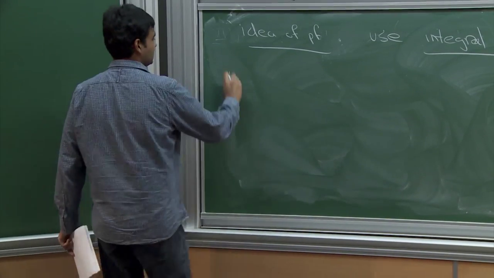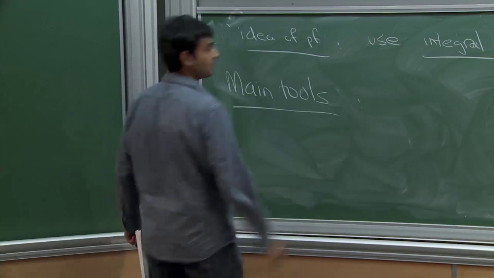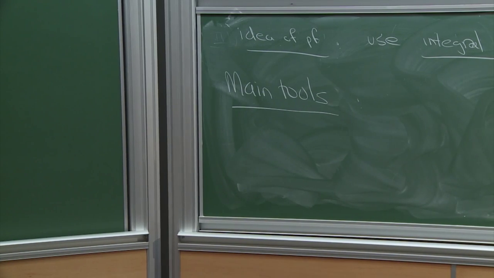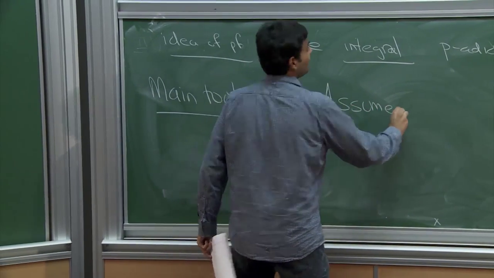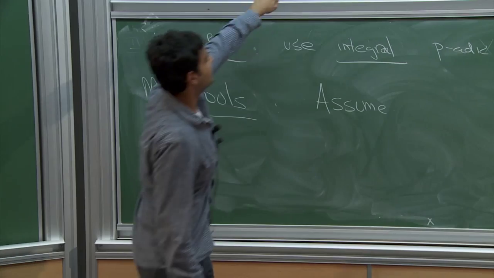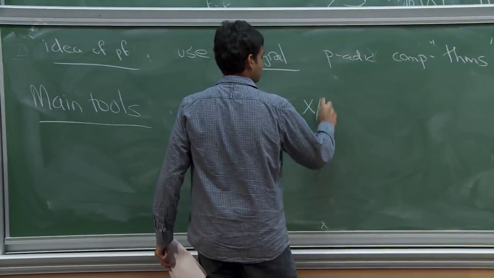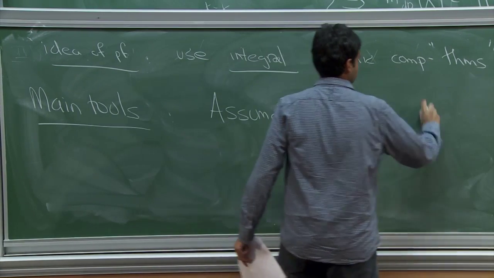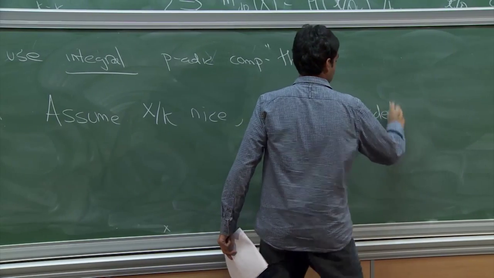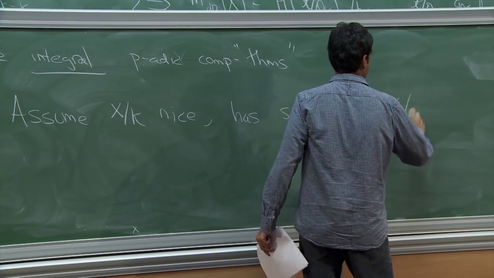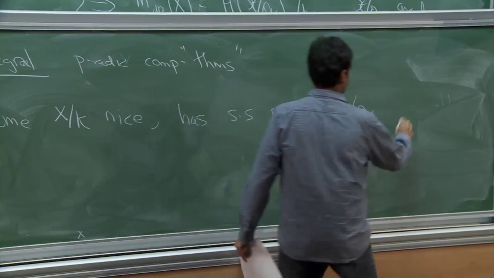OK, so here are the main tools. And I will work in a slightly different setting. So I'm going to assume now that this X is semi-stable. After all, the work I'm going to do is not going to be on my given X, but on this category, SS of X. So I'm going to assume X over K is nice and has semi-stable reduction, so a semi-stable model, say script X, over OK. And D is going to be the dimension.